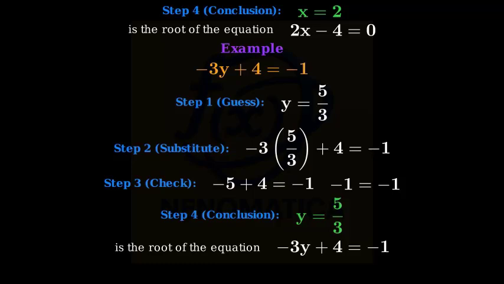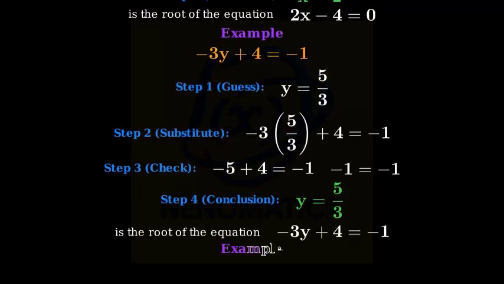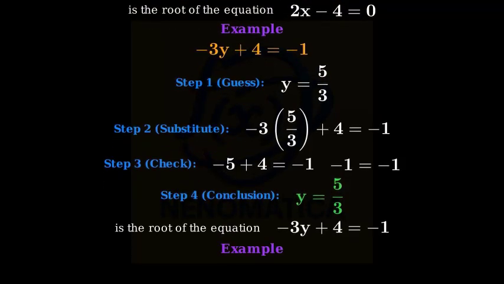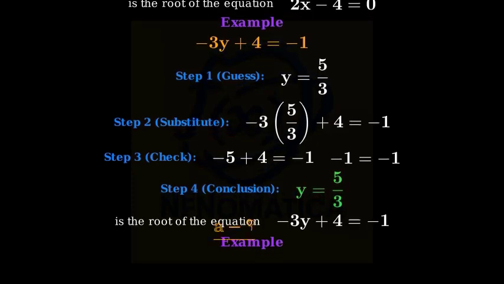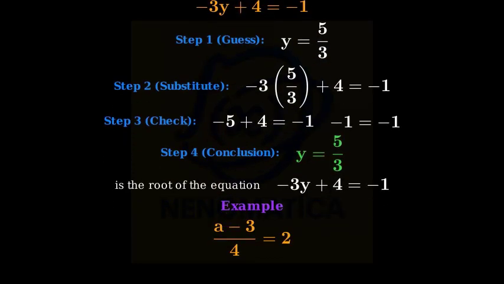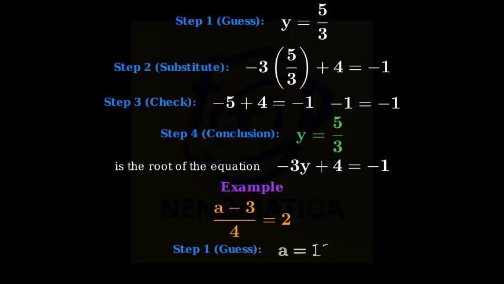Finally, let's examine our third example. Find the root of the equation a minus 3 over 4 equals 2. Let's guess that a equals 11 is the root. To verify this, we'll substitute a equals 11 into the original equation. We substitute a equals 11 into the equation a minus 3 over 4 equals 2.